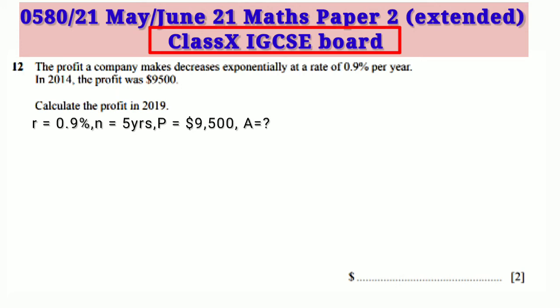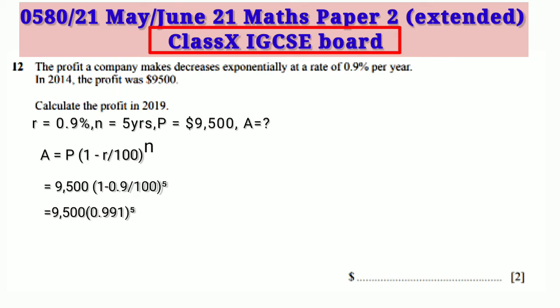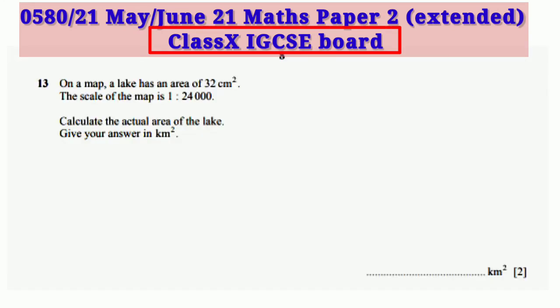The formula which we are using here is A = P(1 − R/100)^N. We have written the minus sign since the rate is decreasing exponentially. We will substitute the values: P is 9,500, rate is 0.9, number of years 5. 1 minus 0.9/100 gives us 0.991. So the final value on calculation we get is 9080.12, or we can write this as $9080.